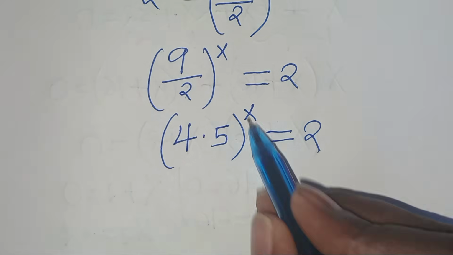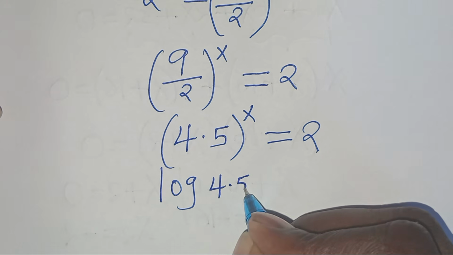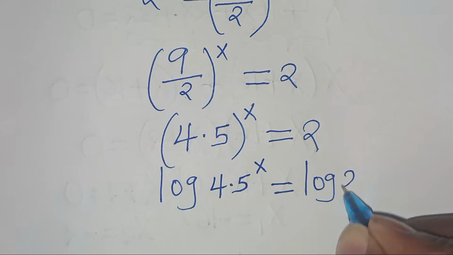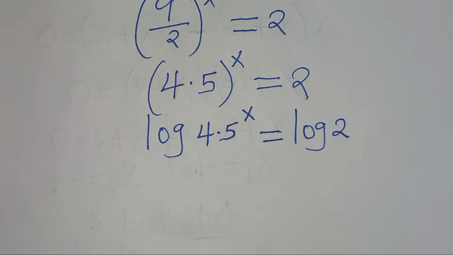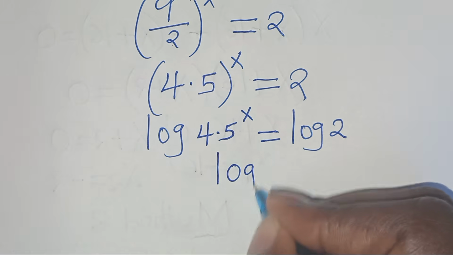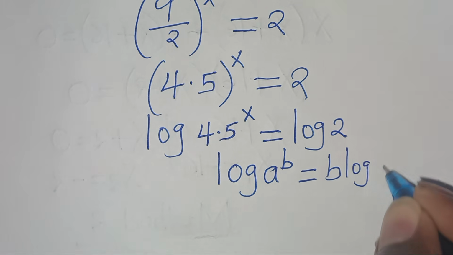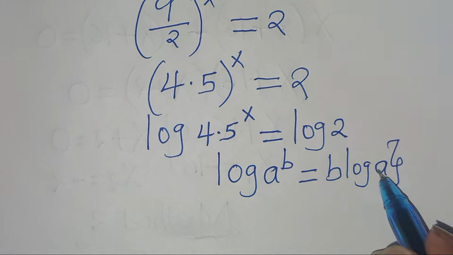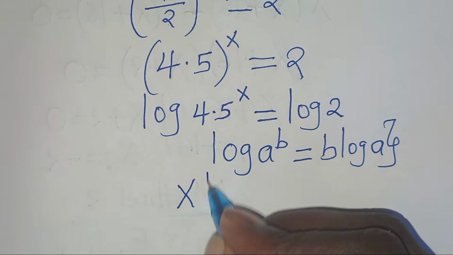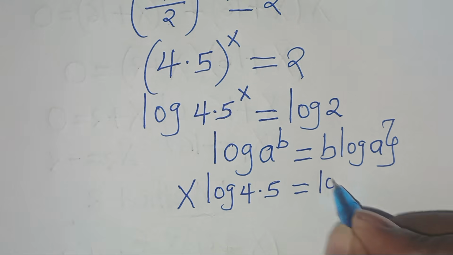Now to solve for the value of x here, let's introduce logarithm on both sides. We have log 4.5 raised to the power of x is equal to log 2. Now, we have that log 4.5 to the power of x is of the form log a raised to the power of b, which we can express as b log a. Now, let's apply this power log property, so that now log 4.5 to the power of x becomes x log 4.5. This is equal to log 2.